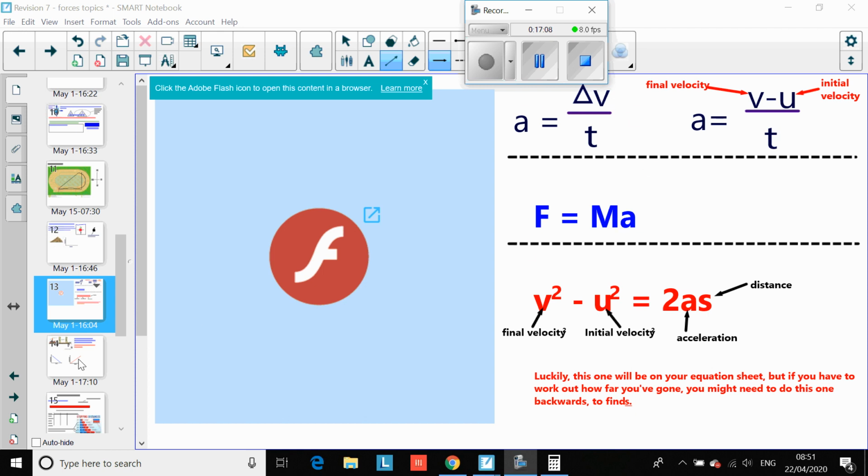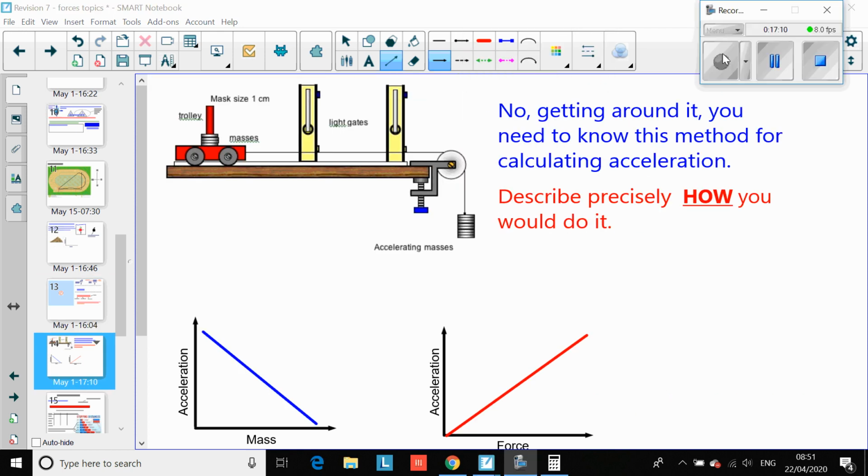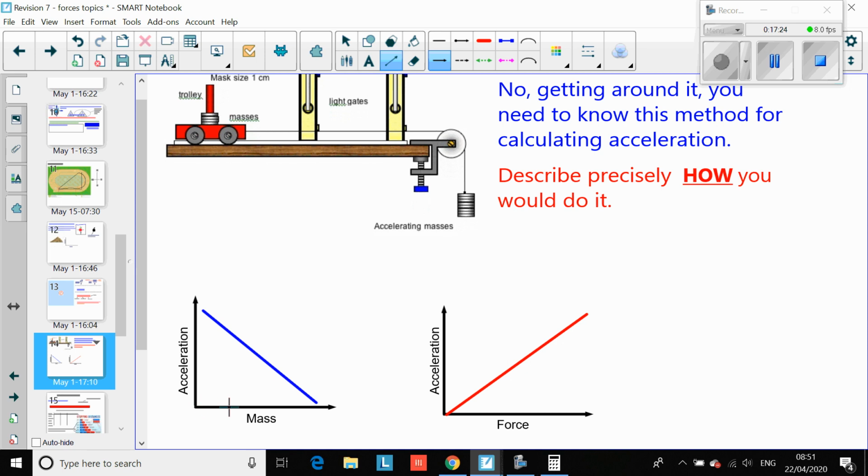Right, on to the next one. Okay, so no getting around it. You need to know this method for calculating acceleration. So, check in your book, you need to describe precisely how you would do this. Basic premise of this: as you increase the mass, assuming the force remains the same, the acceleration, you can see, goes down. So as an object gets heavier, the amount it will accelerate gets less and less and less, assuming the force is the same.